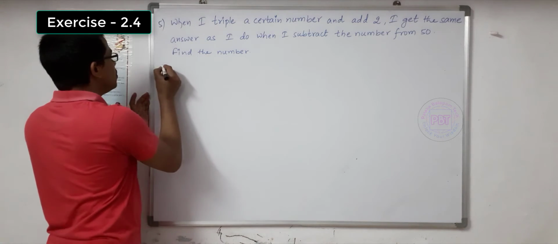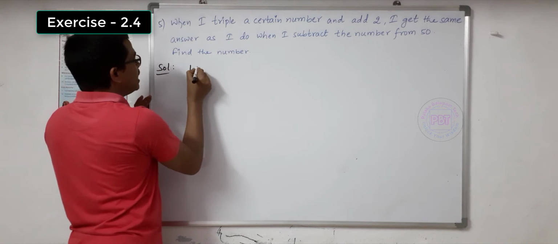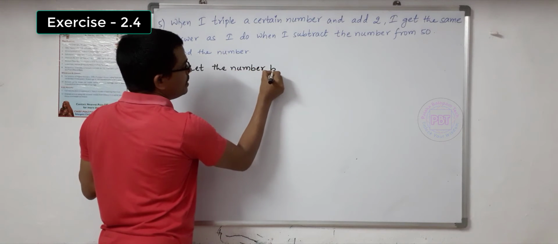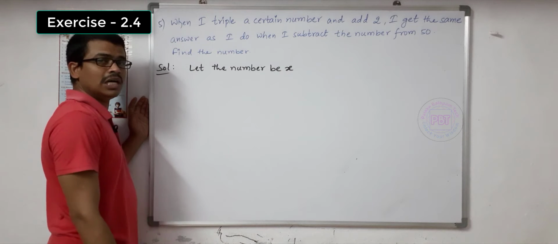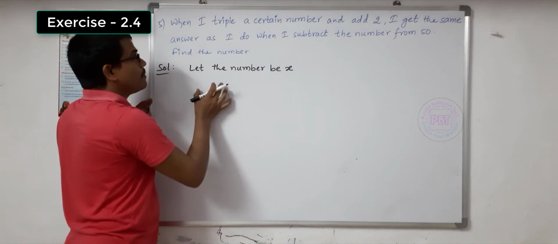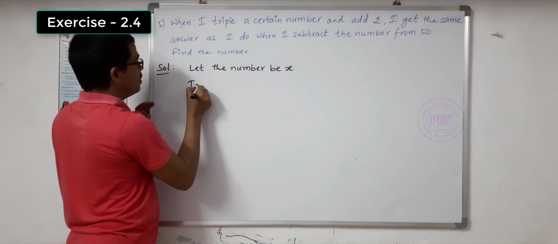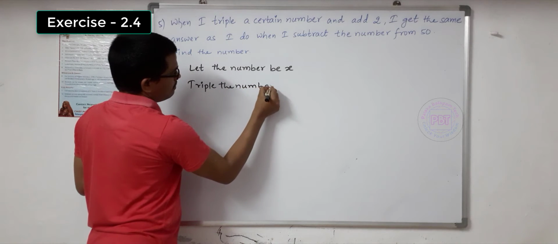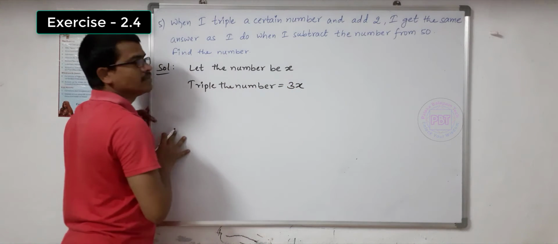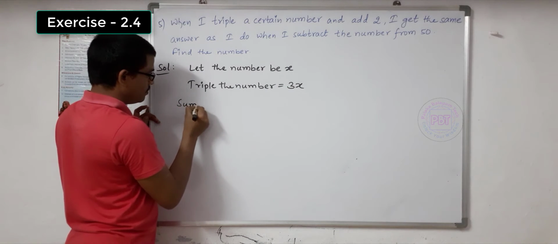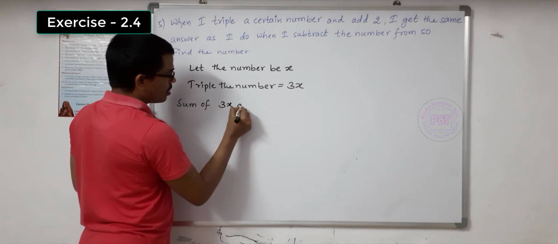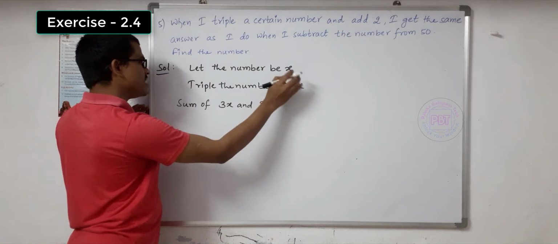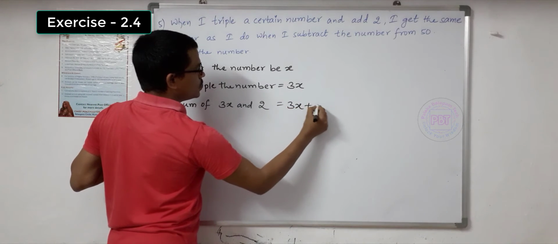Okay. Now in the part of solution, let the number be x. Okay, let the number be x. Triple the number is nothing but 3 times the number, that is 3x. Okay, sum of 3x and 2, adding 2 to this 3 times the number, that is 3x plus 2 you will get.